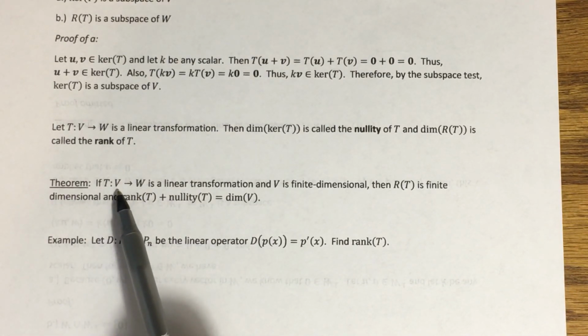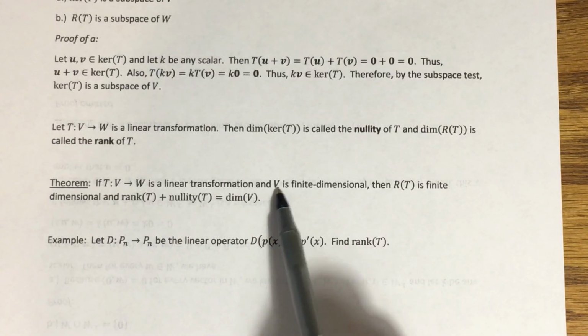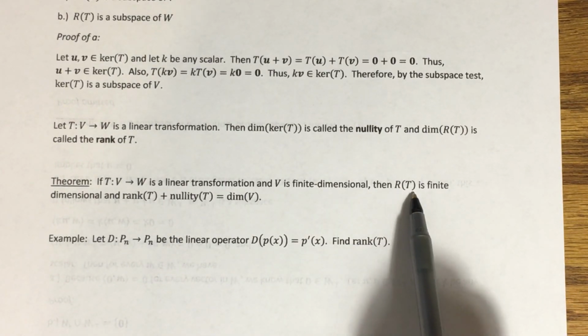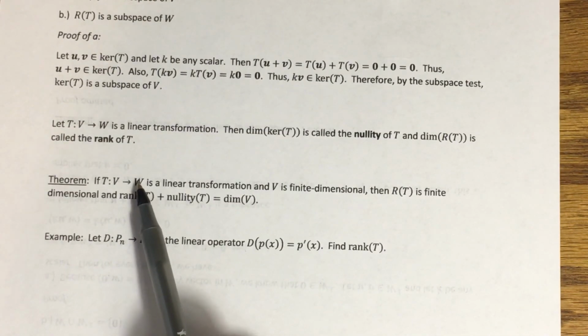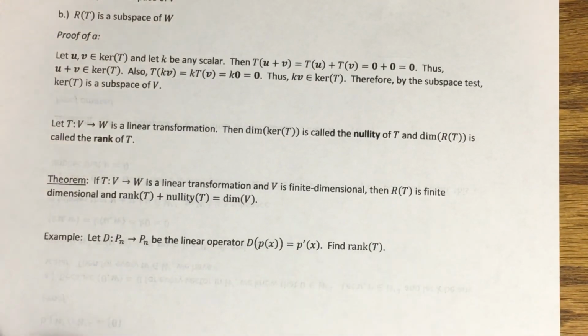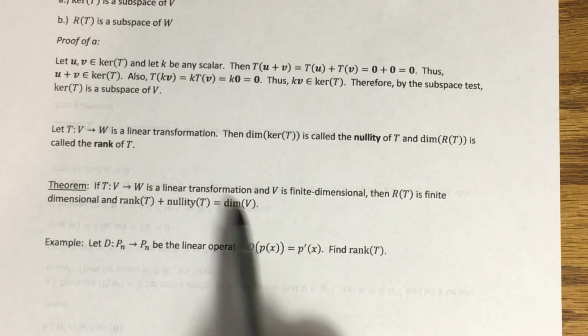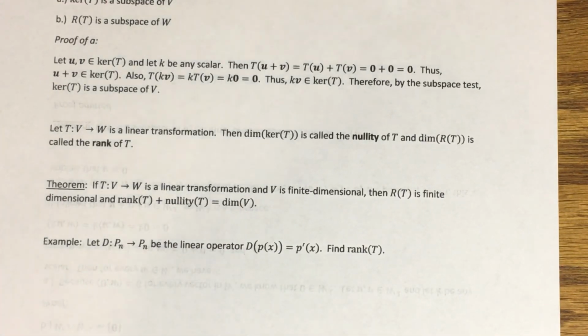If T is a linear transformation from V into W, and if V is finite dimensional, then the range of T will also be finite dimensional. Even if W is not, the range of T will still be finite dimensional. And the rank of T plus the nullity of T is equal to the dimension of V. This is the rank nullity theorem, or the dimension theorem, that we talked about back in chapter 4.